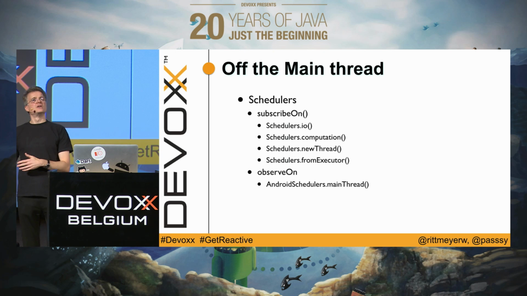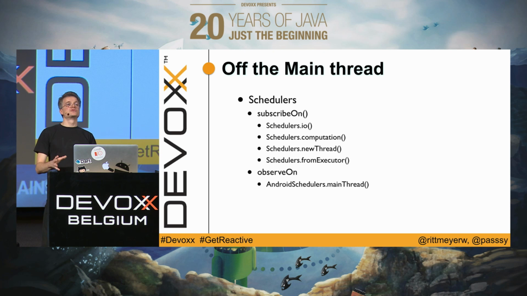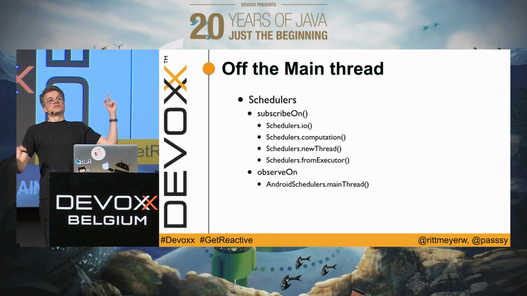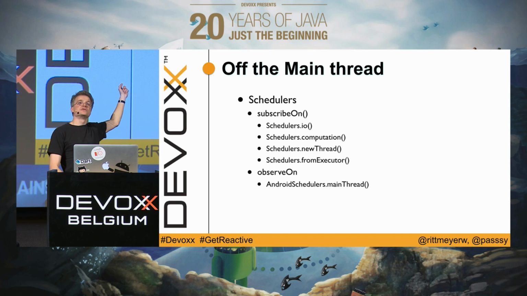Schedulers.computation, in contrast, uses a thread pool with a fixed size of threads, and the number of threads is determined by the number of cores of your CPU. And so with this subscribeOn call, you pass the scheduler into the subscribeOn call, and the subscribeOn call moves the processing chain to a different thread by using this scheduler.